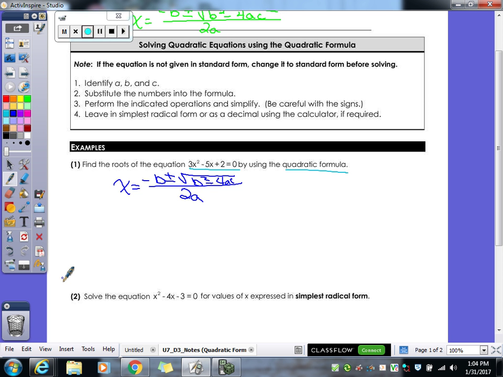I've got Madeline singing it, but you can't really tell what she's saying yet. So we're working on getting her words a little clearer. B squared minus 4ac all over 2a.